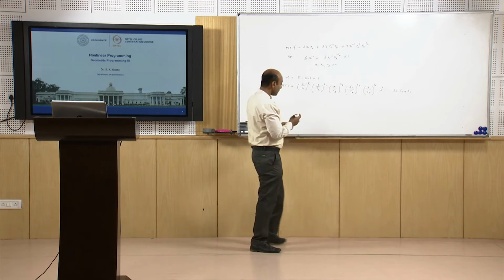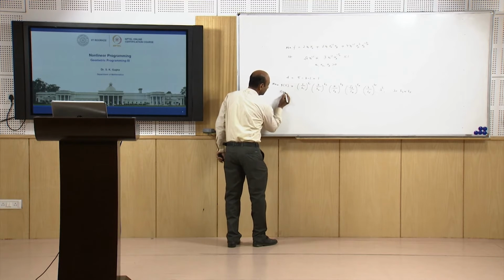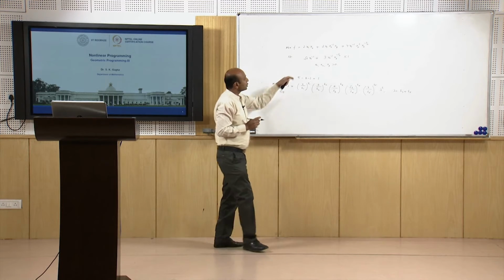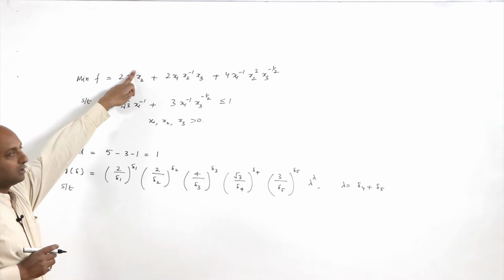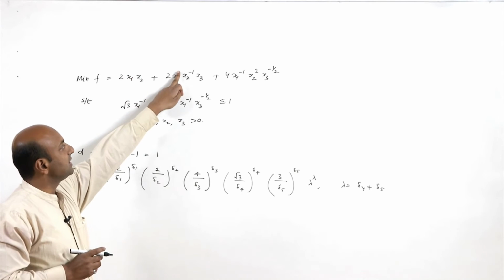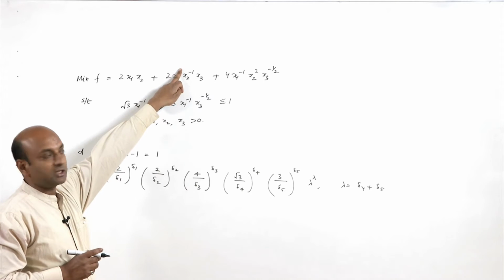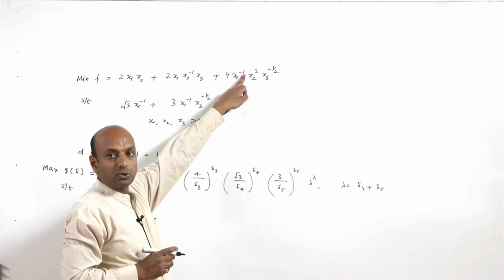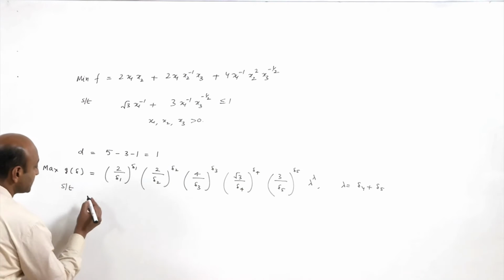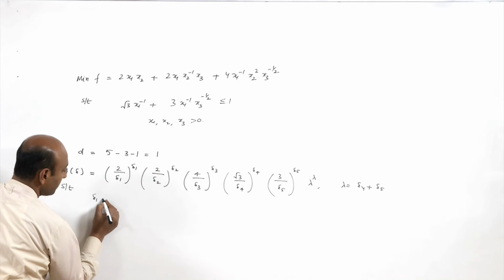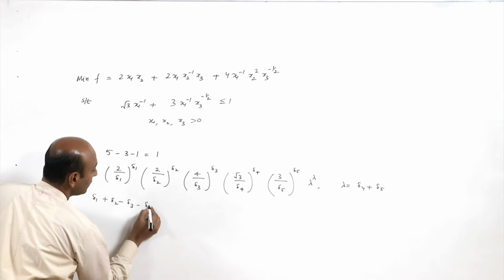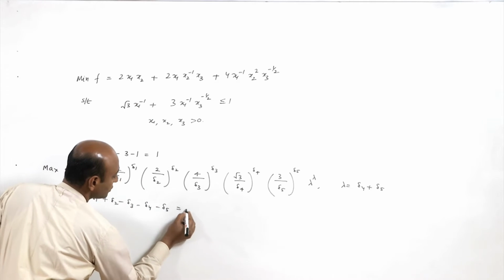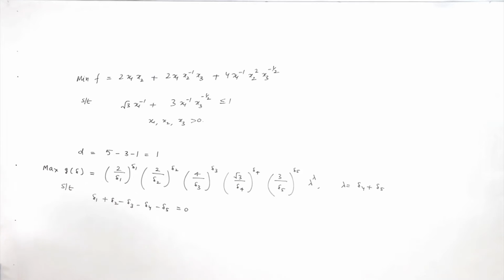Subject to what conditions? Now, see the conditions. Corresponding to x1, the power here is delta 1, here it is delta 2 because it is having power 1, and here it is minus 1 power, so it is minus delta 3. So it is delta 1 plus delta 2 minus delta 3, minus delta 4 minus delta 5 equal to 0. That will be the first constraint.